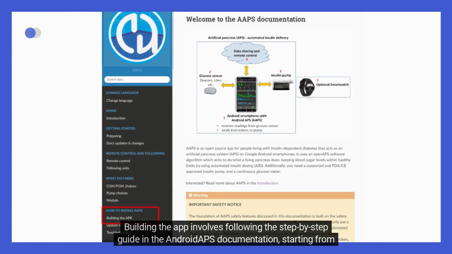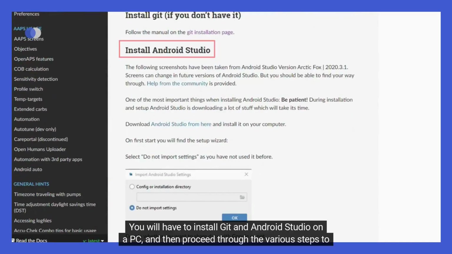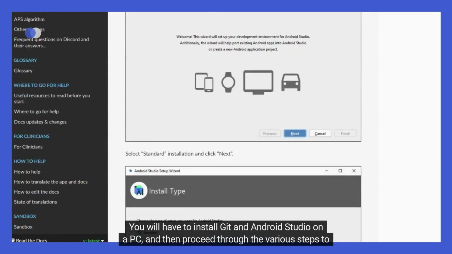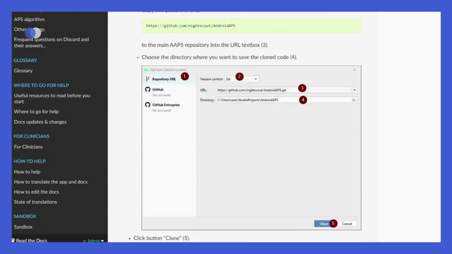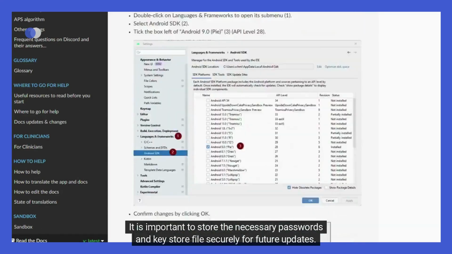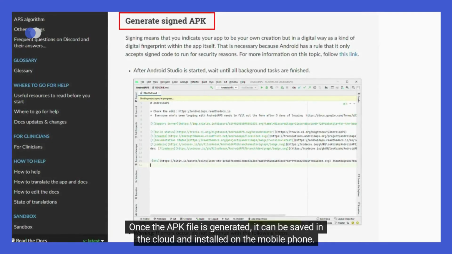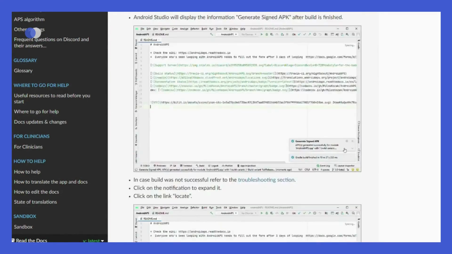Building the app involves following the step-by-step guide in the AndroidAPS documentation, starting from building the APK. You will have to install Git and Android Studio on a PC, and then proceed through the various steps to generate the APK file. It is important to store the necessary passwords and key store files securely for future updates. Once the APK file is generated, it can be saved in the cloud and installed on the mobile phone.